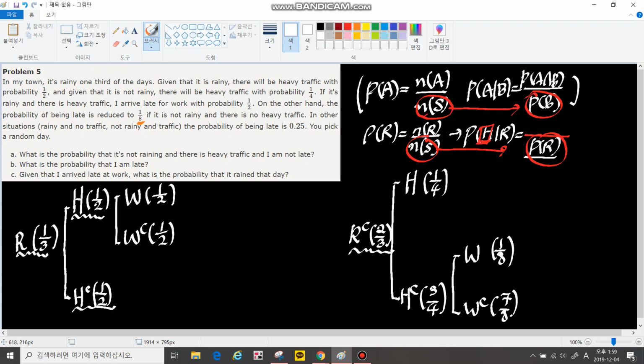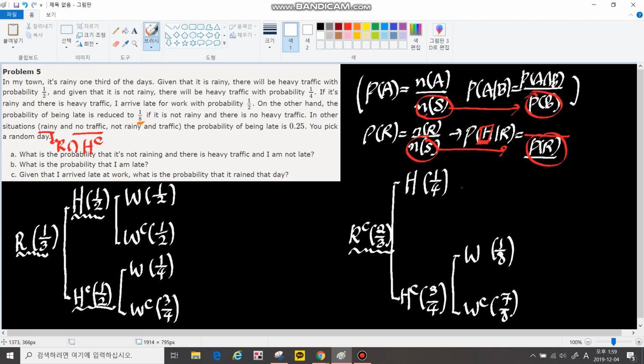And it also says, in other situations, the probability of being late is 1/4. What that means is, here, rainy, no traffic. Then R intersection, no traffic, therefore H complement, we are talking about this one here. Therefore, in this case, the probability of being late, which is W, is 1 over 4. The probability of him not being late is 3 over 4.